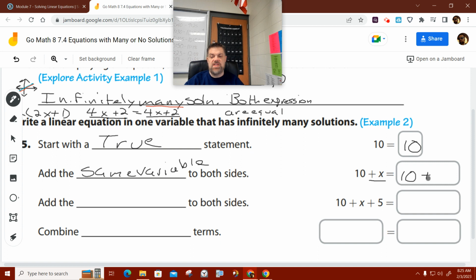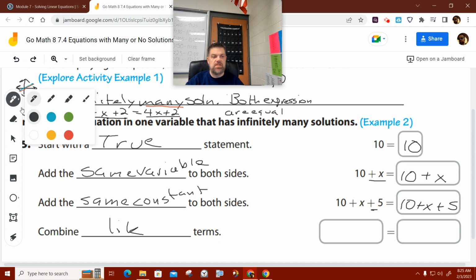So on this side, I would say 10 plus x. Then they want you to add the same, what's the fancy word for just a number? Constant. Very good. Constant to both sides. Here they added 5. Over here you need to do the same. 10 plus x plus 5. And then you combine like terms. What are the like terms?